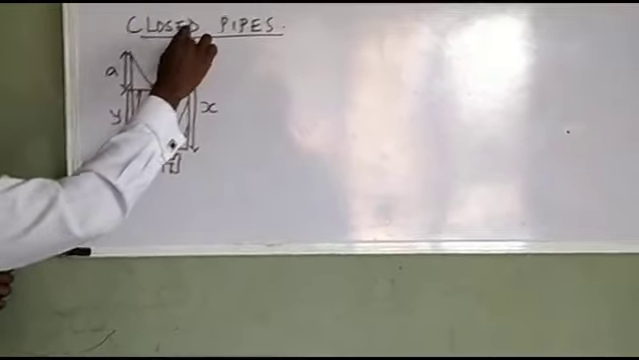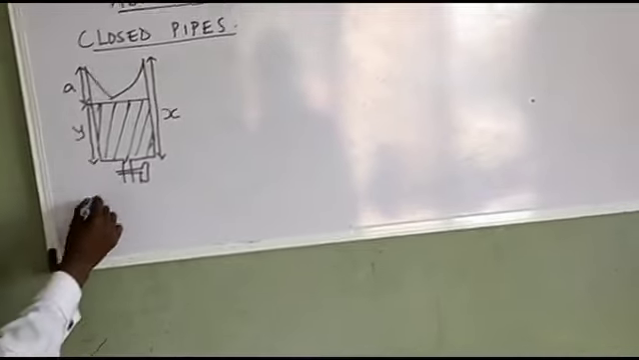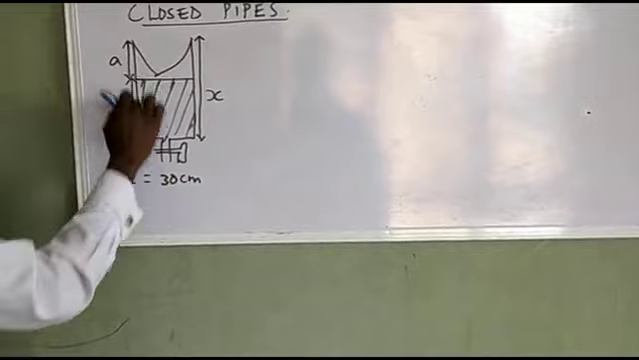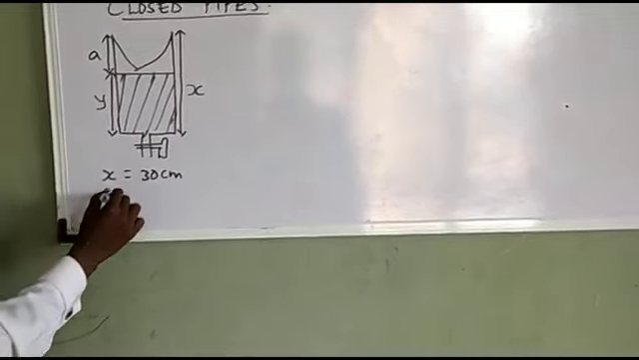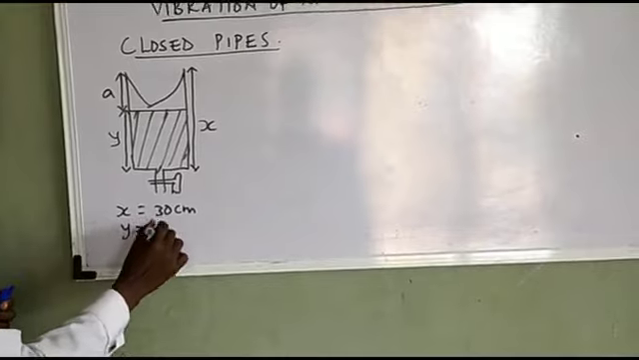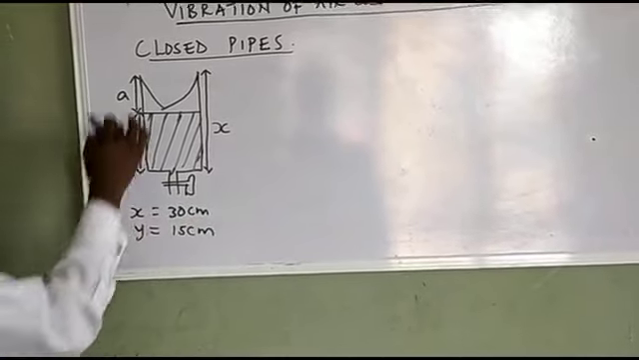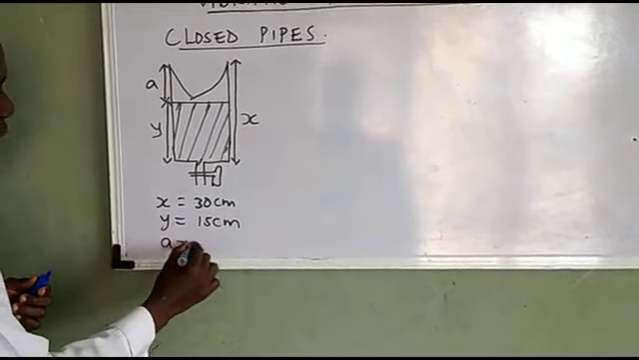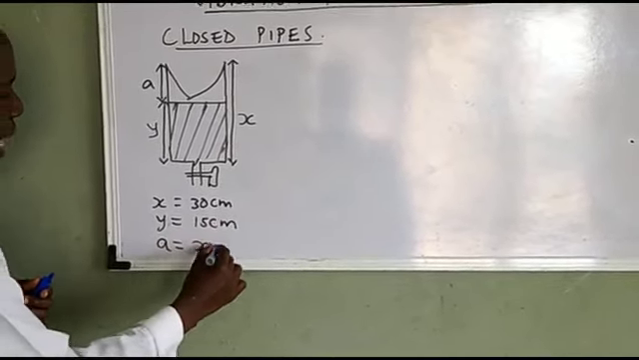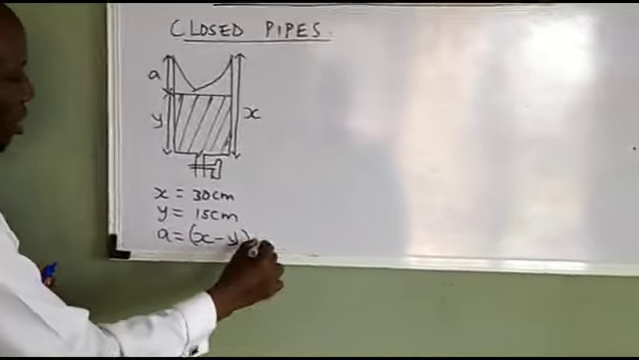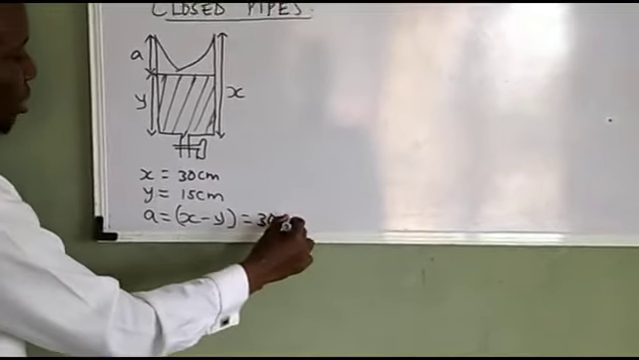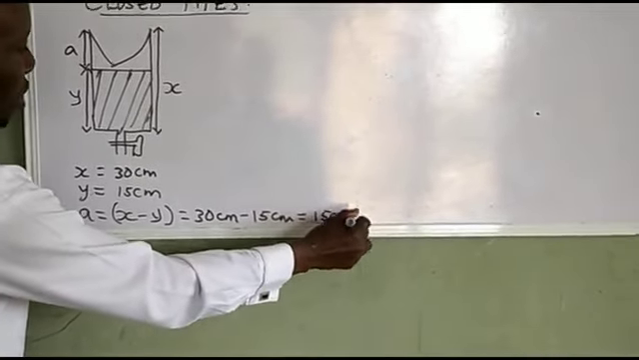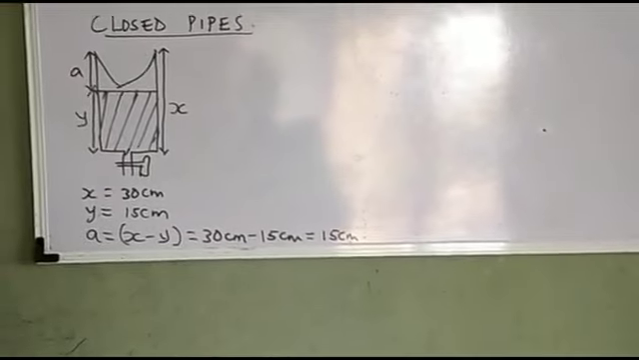Let's say the total length of this pipe, X, is 30 centimeters. And the length of water inside the pipe, which is Y, is 15 centimeters. What is the length of air column? Our length of air column, which is A, will be X minus Y. Isn't it? That is 30 centimeters minus 15 centimeters. And that gives us what? 15 centimeters. Is that got to now?